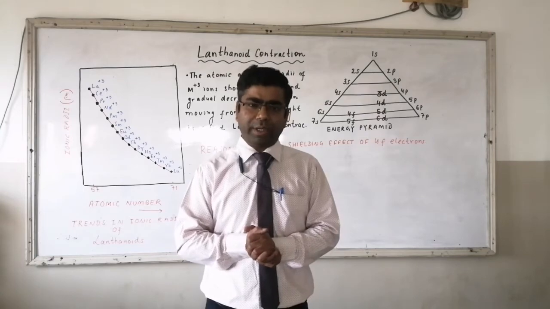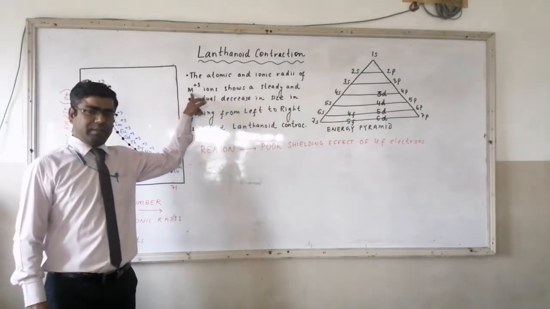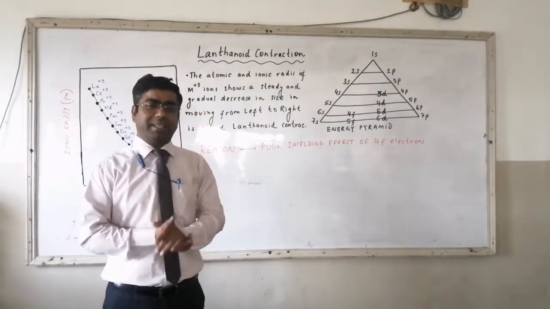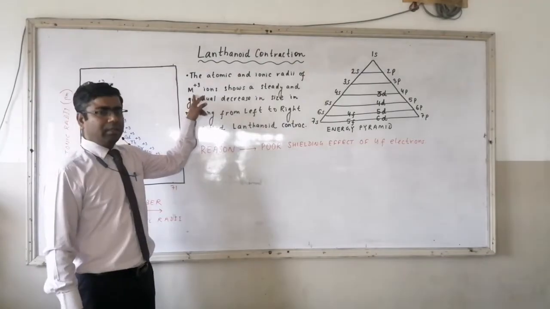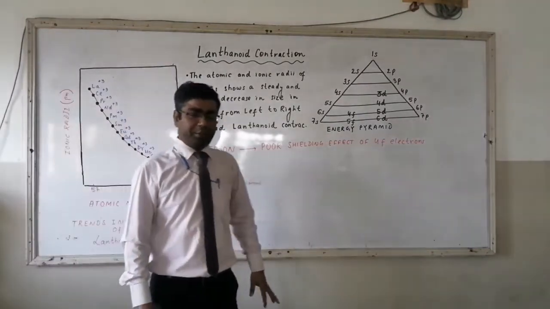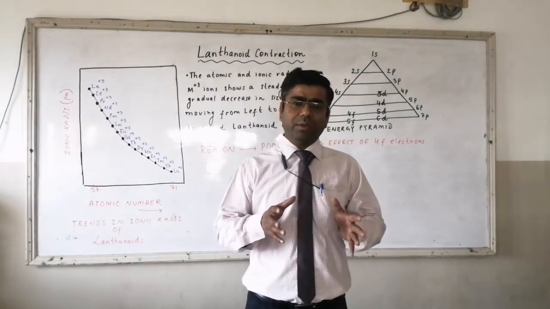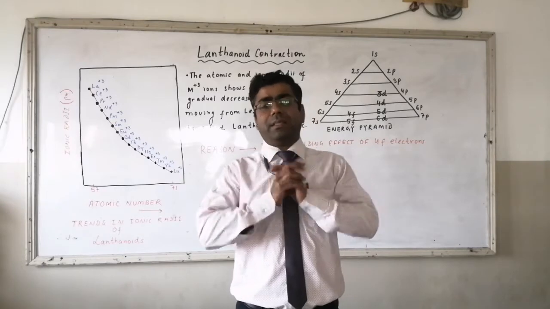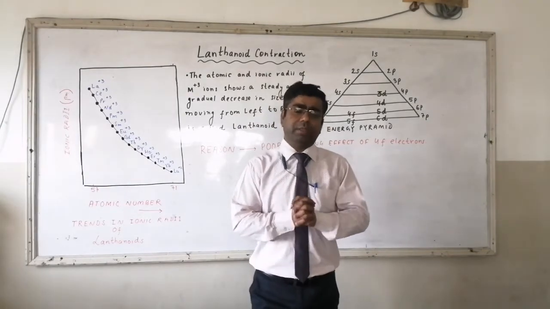Now, what is lanthanoid contraction? Here is the definition: the atomic and ionic radii of M+3 ions. You know it very well that for lanthanoids, the common oxidation state or the principal oxidation state is +3. That's why I have written here M+3 ion. The atomic and ionic radii of M+3 ions show a steady and gradual decrease in size in moving from left to right, which is called the lanthanoid contraction. So when we start moving from left to right for 4f series, there is a steady and gradual decrease in atomic or ionic size. And this decrease in atomic or ionic size is called lanthanoid contraction.